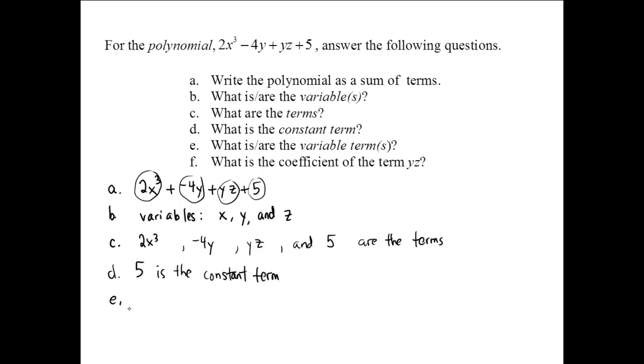Question E. What is or are the variable terms? A variable term has at least one variable multiplied into it. 2x cubed has the variable x. Negative 4y has the variable y. Yz, or y times z, has two variables multiplied into it. These are the variable terms.